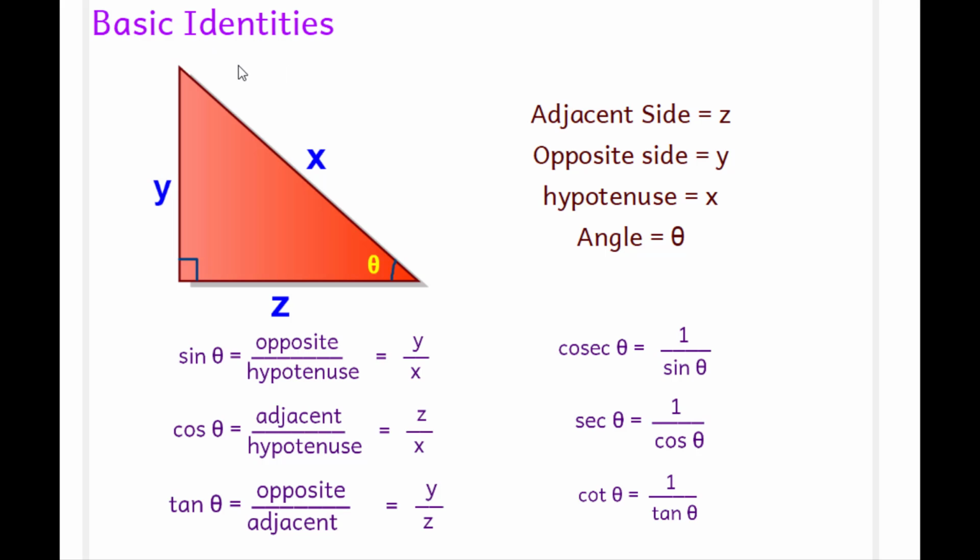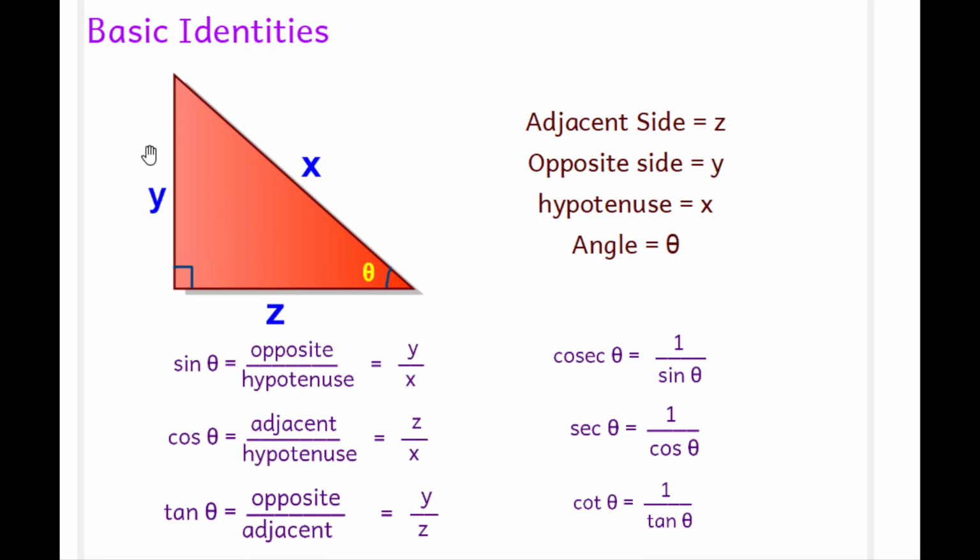Now we start with the basic trigonometric identities. For that purpose, we draw a right angle triangle, as we have done here. So this is the right angle, this is the angle theta. The lengths of the sides are x, y, z. Because this is theta, the side opposite to it is y, so we call this the opposite side, and this side z is adjacent, so we call it the adjacent side. And this side x is opposite to the right angle, that is 90 degrees, so it is called the hypotenuse.